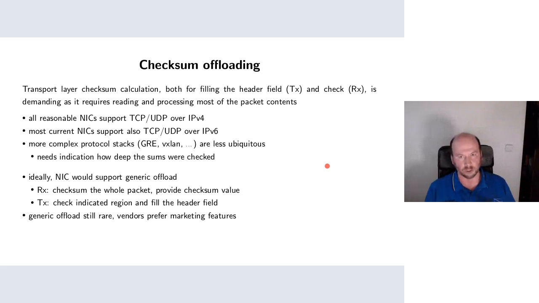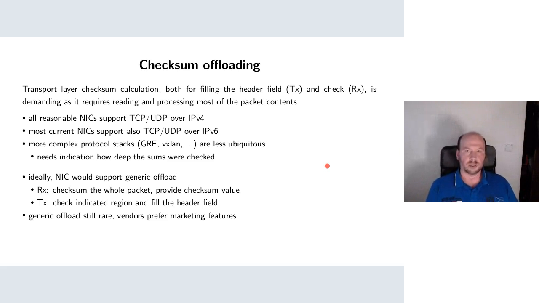That's why I wanted to point out the picture with the actual size proportions. Fortunately, all reasonable network cards worth considering support checksum offloading for TCP or UDP over IPv4, and most current network cards also over IPv6.